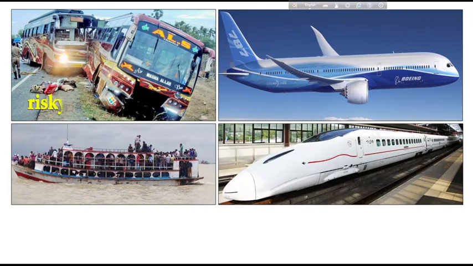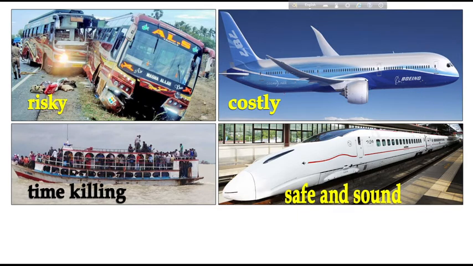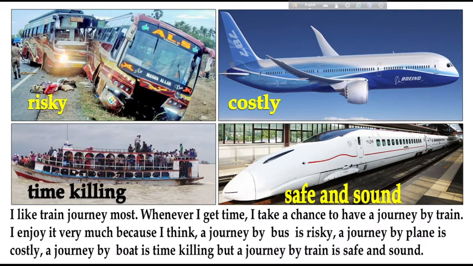What do you see in the picture? One is risky, costly, time killing, safe and sound. So what? I like train journey most. Whenever I get time, I take a chance to have a journey by train. I enjoy it very much because I think a journey by bus is risky, a journey by plane is costly, a journey by boat is time killing, but a journey by train is safe and sound.